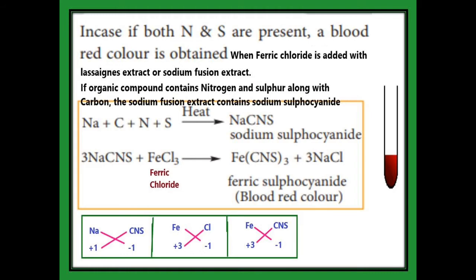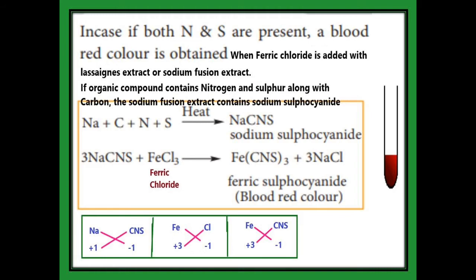Iron Fe having +3 is called ferric. And then CNS valency is -1. After crisscrossing is applied we get Fe(CNS)3. The color of this compound is blood red color. And then we get sodium chloride.